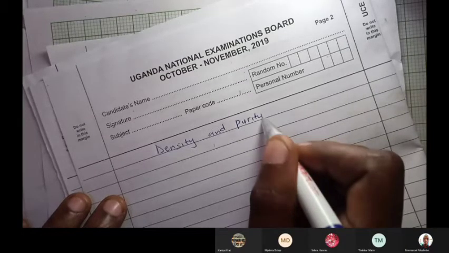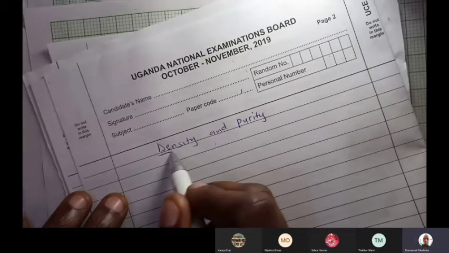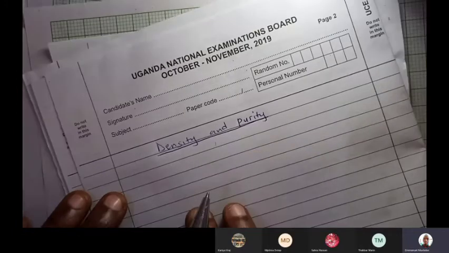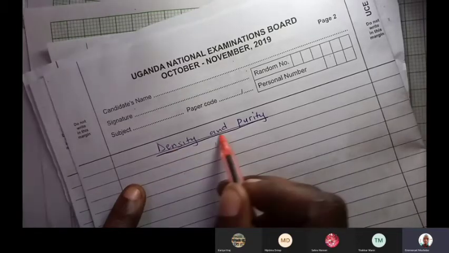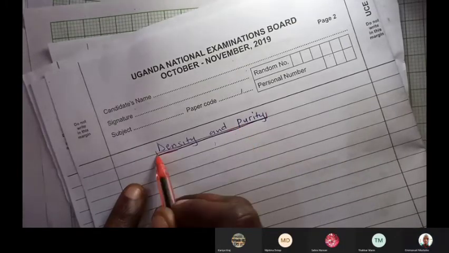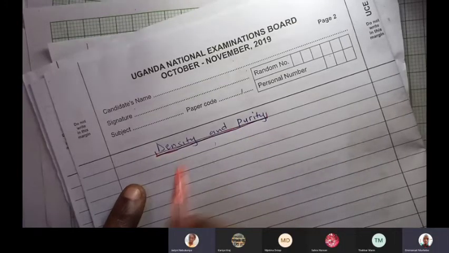Density and what? Density and purity. And purity, okay? Density and purity as a subheading of today, and it is the one which we are going to look at, because the topic we wind up with is what? Of density. So let's look at density and purity.